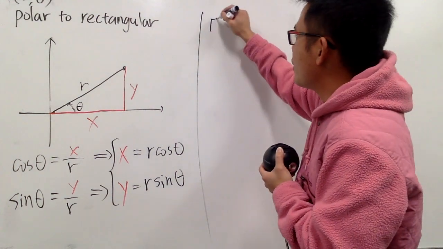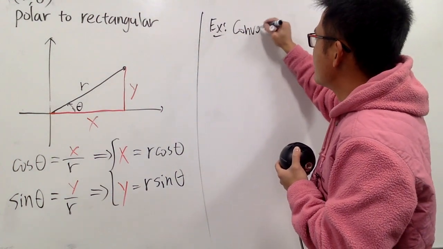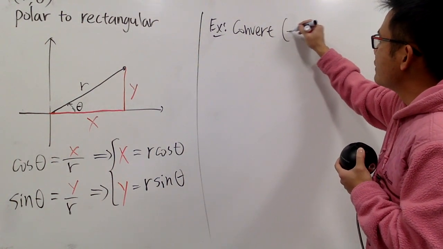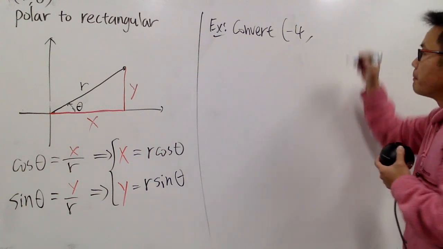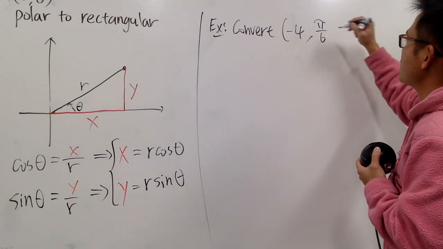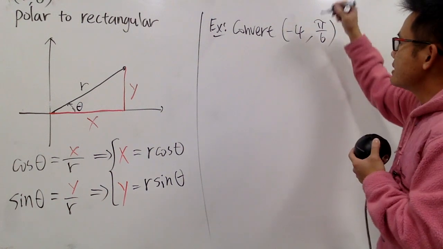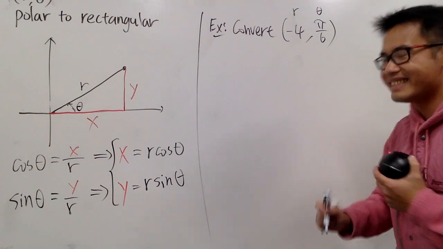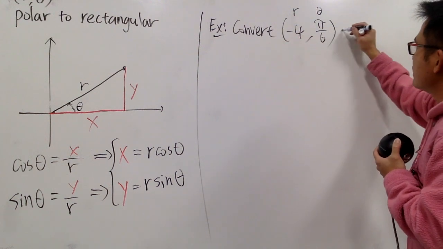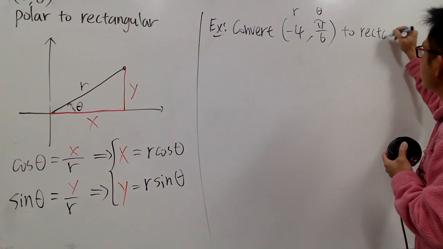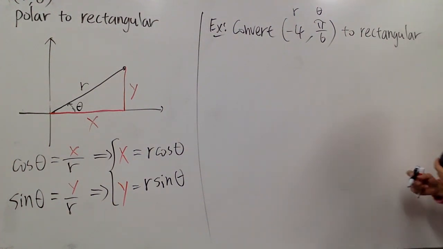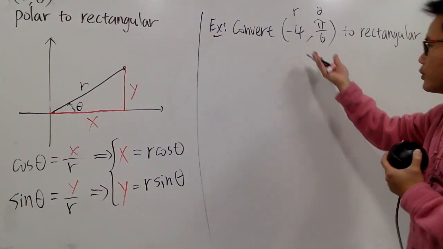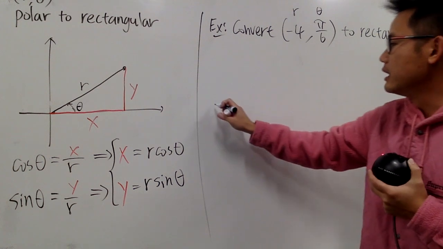And I will show you guys a real quick example right here, okay? So let's convert. I will just put this down for you guys. Let's say I have -4, pi over 6, for example, like this. And just to emphasize, this right here is the r, and this right here is the theta, so that you know this right here is a polar coordinate. I want to convert a polar coordinate to rectangular, so I will just write this down for you guys. And as always, when you're doing these kinds of things, especially for the very first time, it's helpful to just draw a picture first, so I will do that for you guys. So here we go.